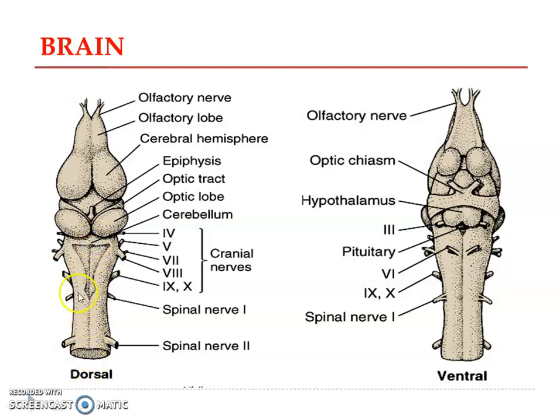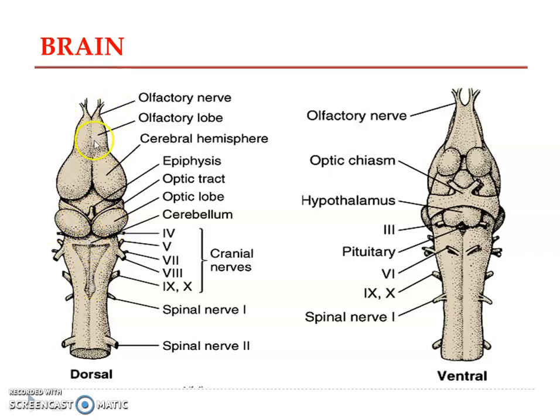So we are speaking about the brain, so it is still here, right? The last one, the ninth and the tenth cranial nerve, that's the vagus nerve. So you can see till here it is the brain, and this part is the forebrain, this is the midbrain, and this part is the hindbrain.